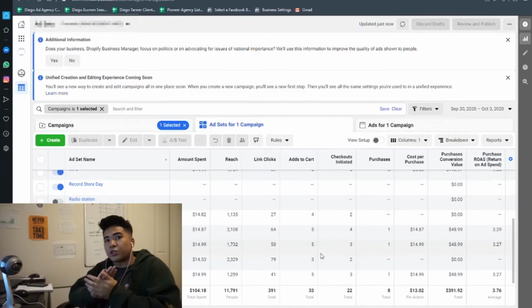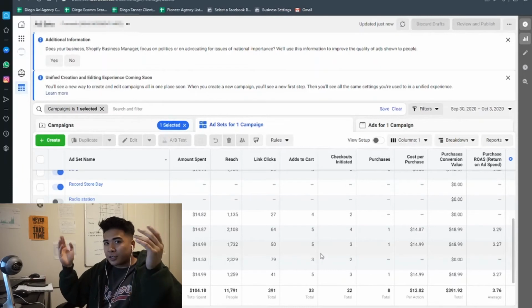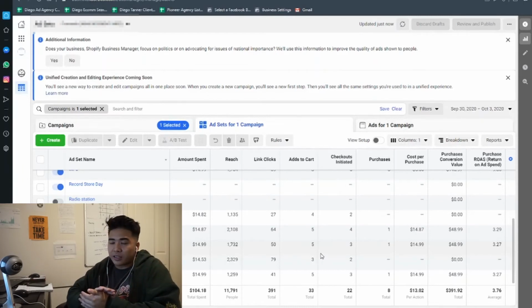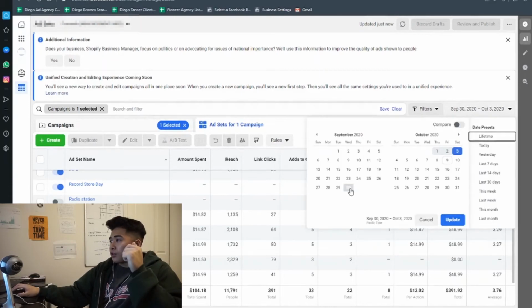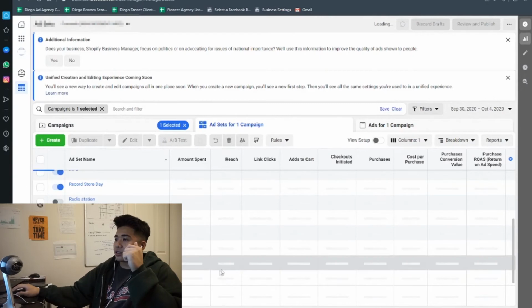Generally, how I see it is the more consistent you are with your ads, the more consistent your ads will be. I check my ads every single day, once in the morning and once at night, and I just feel like my skills have compounded because I've been doing that every day for almost 2 years now. So September 30th to October 4th, next slide here.